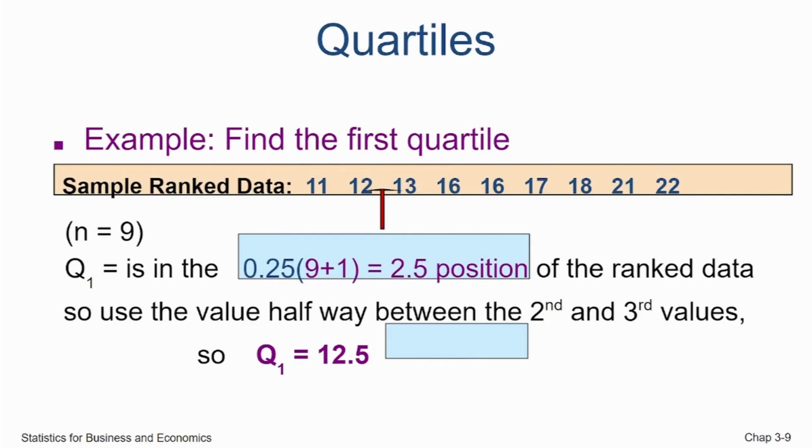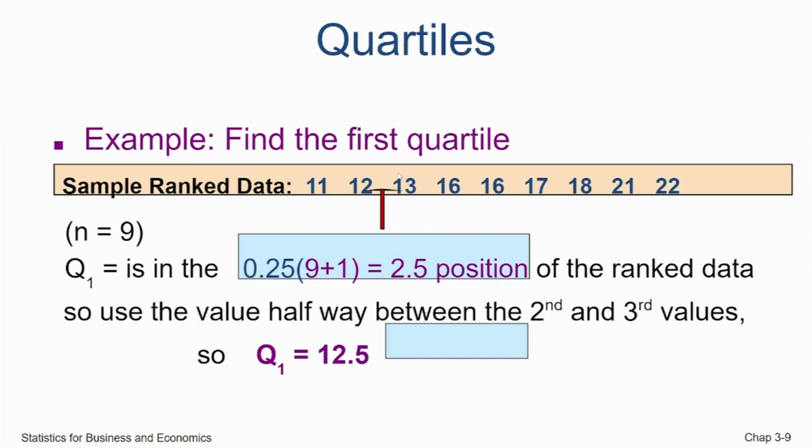Here we have an example. See, here we have positions 1, 2, 3, 4, 5, 6, 7, 8, 9. 9 positions are there, n is 9. So, the median is 16. If we take the cursor, 16 is the median. Now, when it comes to quartile, as we say 0.25 of (n plus 1), that is the 2.5 position. The 2.5 position means the average of 12 and 13, which is 12.5.